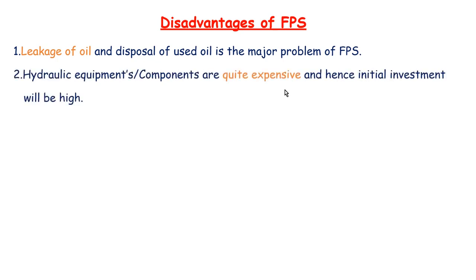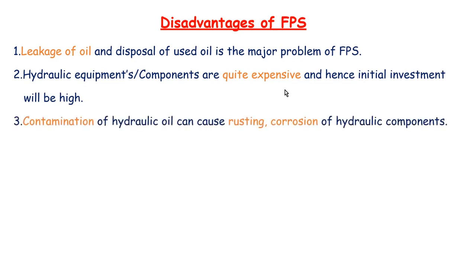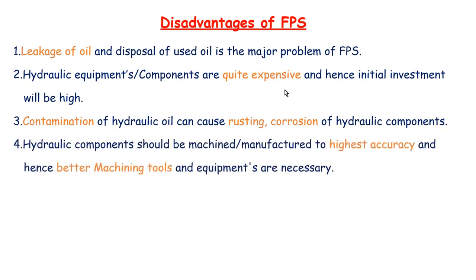Next, hydraulic equipments or components are quite expensive and hence initial investment will be high. So initial investment of these hydraulic components is quite high. Next, contamination of hydraulic oil can cause rusting, corrosion of hydraulic components. If the hydraulic oil is contaminated, this may cause rusting and corrosion of hydraulic components.